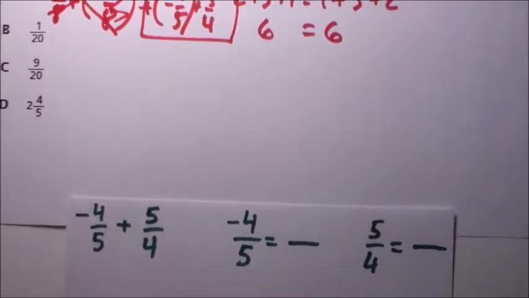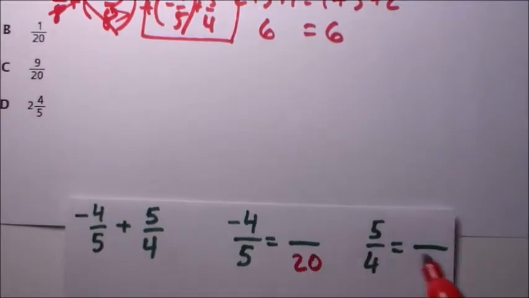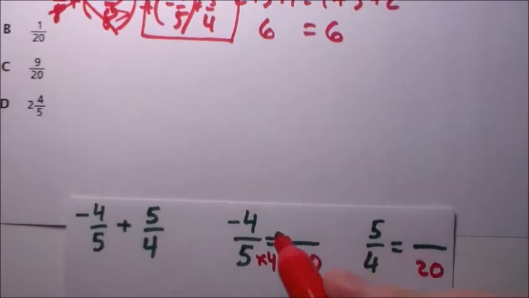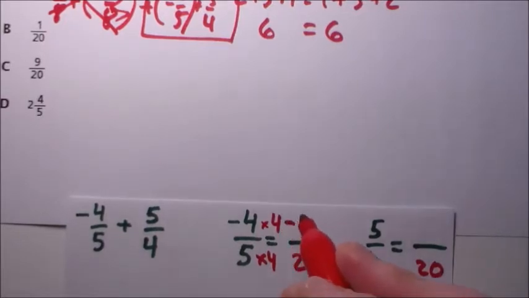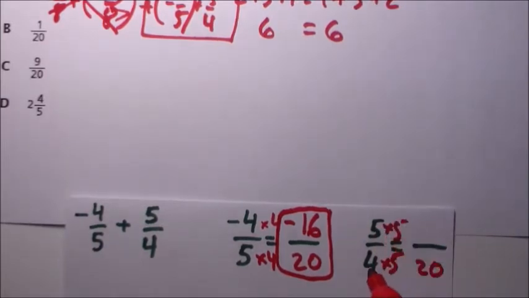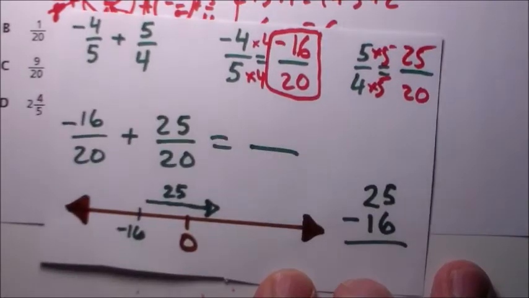But first, what we have to do in any addition of fractions is get a common denominator. And what's a good common denominator between 5 and 4? That's right, 20. So let's make negative 4/5 into something over 20. Well, we know 5 times 4 gets you 20. So negative 4 times the same thing, because whatever you do on the bottom, you got to do the same thing on the top, will give us negative 16. So that's negative 16 over 20. And 5/4, well, let's multiply each by 5, because 4 times 5 gets you 20, and 5 times 5 gets you 25.